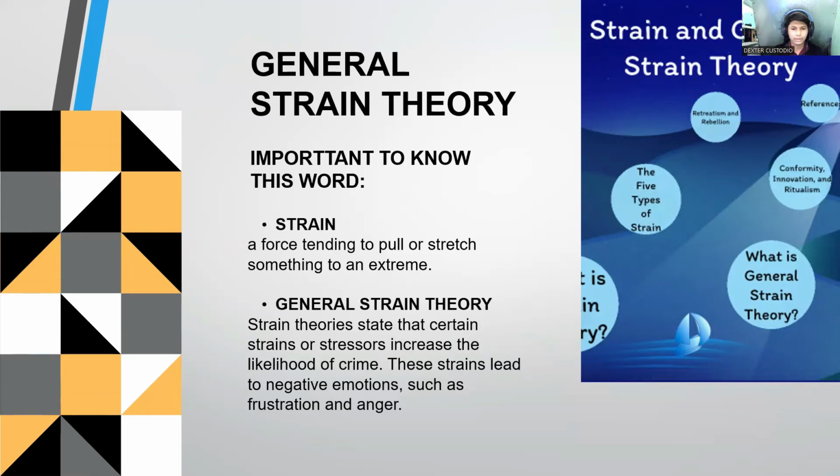Strain theories state that certain strains or stressors increase the likelihood of crime. These strains lead to negative emotions, such as frustration and anger. These emotions create a pressure for corrective action, and crime is a possible response. Examples are people who use illegal drugs to make themselves feel better, or a student assaulting his peers to end the harassment they cause.